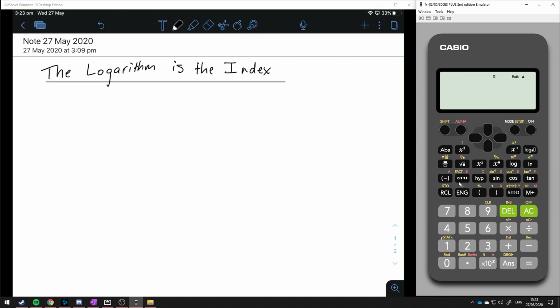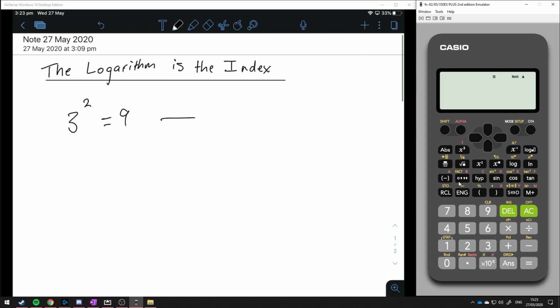So, let's say, for example, we had 3 to the power of 2 is equal to 9, something nice and easy. Well, we can rewrite this in logarithmic form, okay? To do so, we're going to start off by writing log, and the next number we're going to write is the base of our power. So our log is base 3 because the index that we're writing it from is 3.